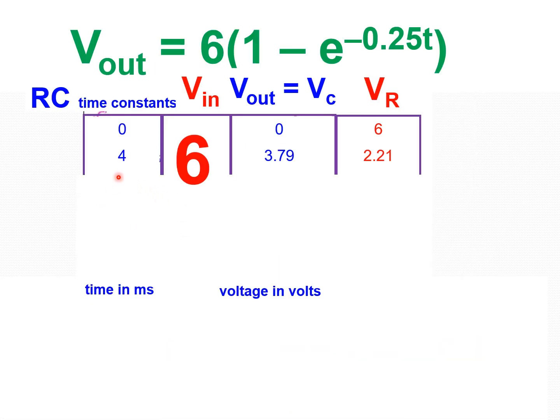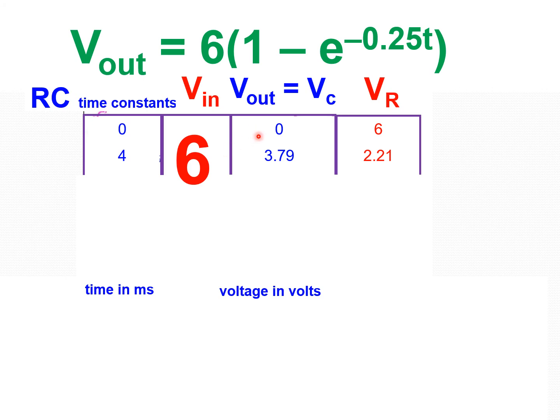So here we check what happens after one time constant at 4 milliseconds. We also check what happens at time equals 0. Substituting 0 in for t, you get e to the 0, which is 1. 1 minus 1 is 0. 6 by 0 is 0. So at time 0, the output voltage is equal to 0.